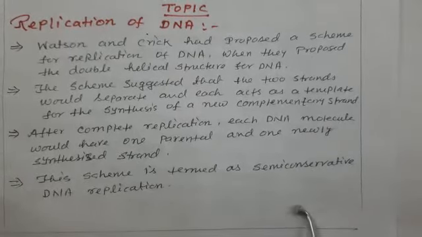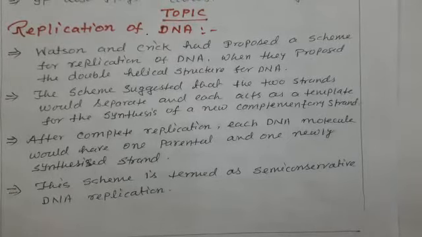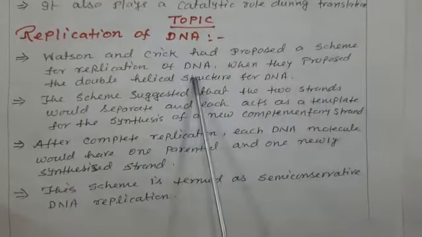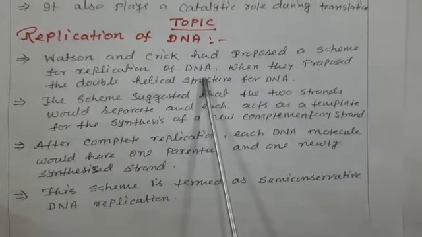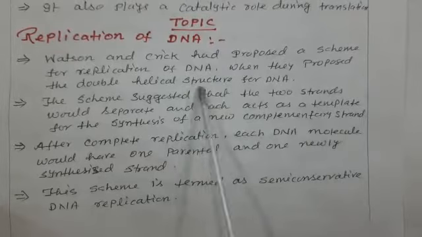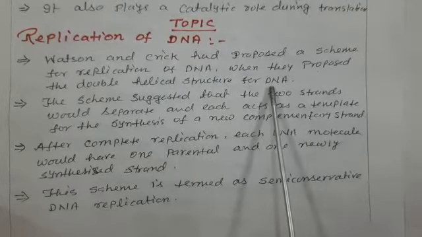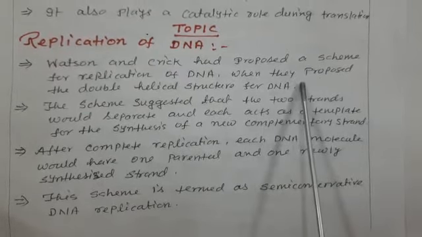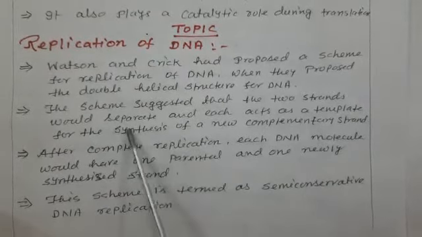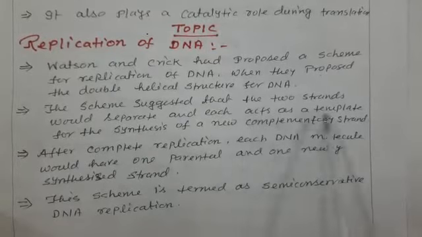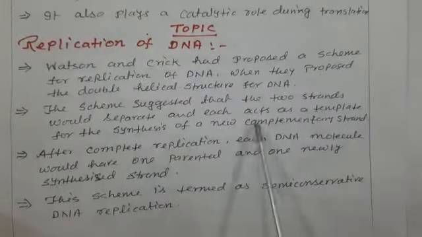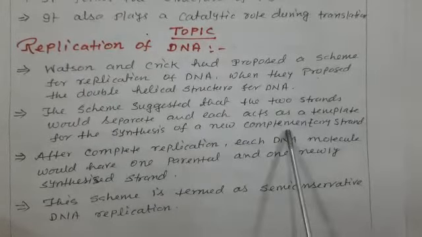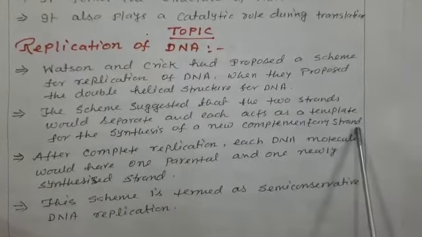Today I am going to discuss the next topic, known as the replication of DNA. Watson and Crick proposed a scheme for replication of DNA. When they proposed the double helical structure for DNA, as you have learned, you have seen the double helical structure of DNA. The scheme suggested that the two strands would separate and each acts as a template for the synthesis of a new complementary strand.